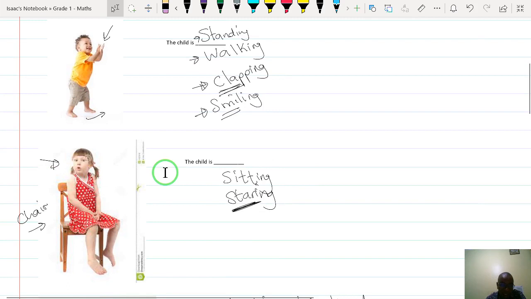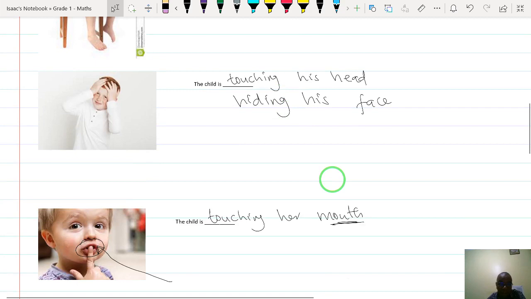This child is seated on a chair. She appears like she is surprised. Therefore we say she is staring. But the most important one is she is seated. The other boy is touching his head. So you have learned that this is the body part that is called head, and therefore we say that he is touching his head. Of course, he's touching with his hands.